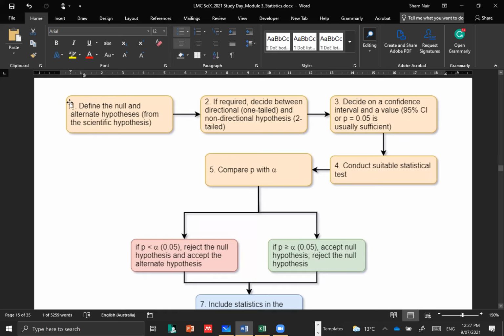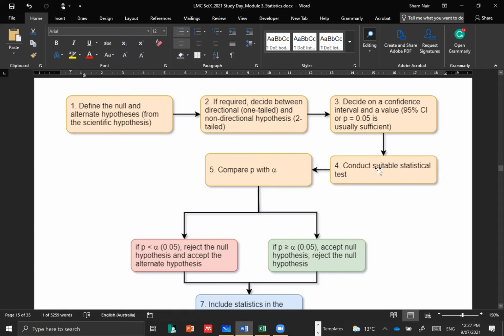So the first thing you have to do is define the null hypothesis. Remember, the null hypothesis nullifies the scientific hypothesis. So define the null and alternate hypothesis. If required, not all tests require it, decide whether it's a one-tailed or two-tailed. Then decide on a confidence interval. So normally I said we take 95%. If we take 95%, then our alpha value will be 0.05.